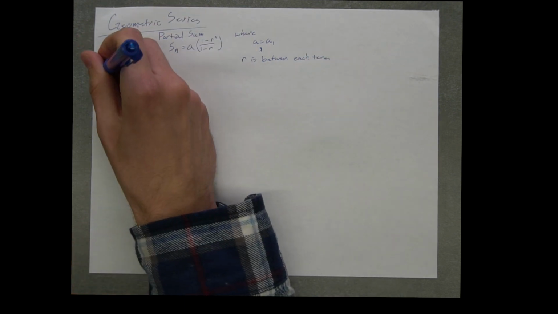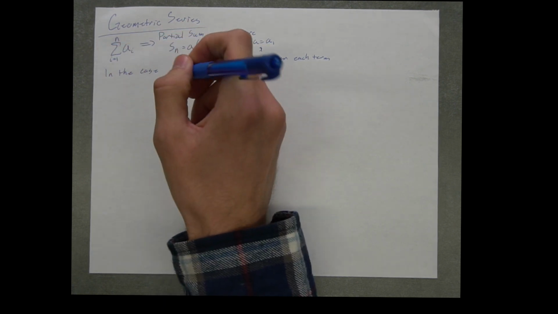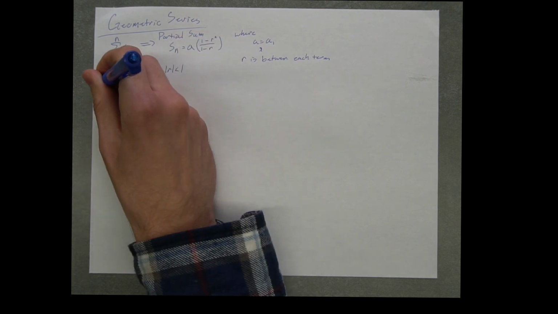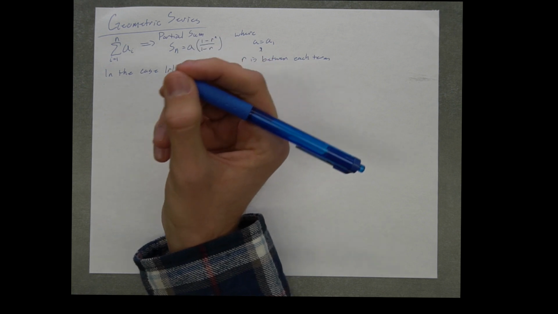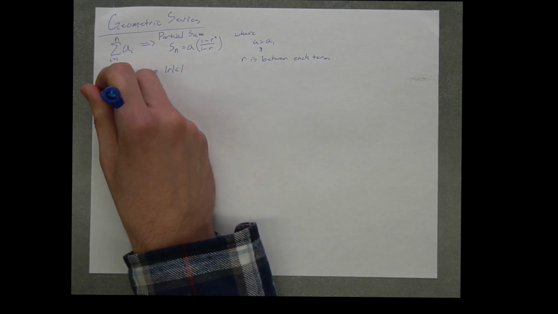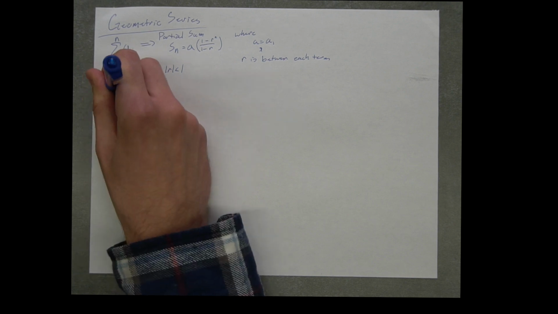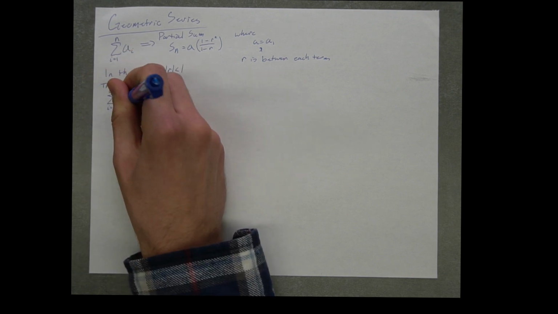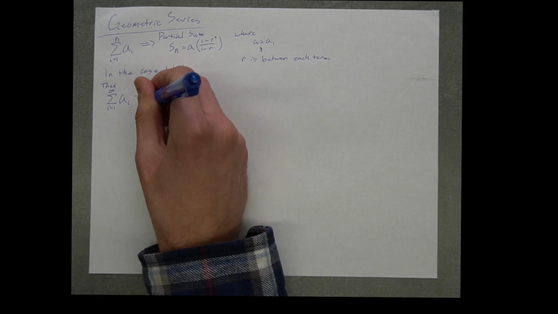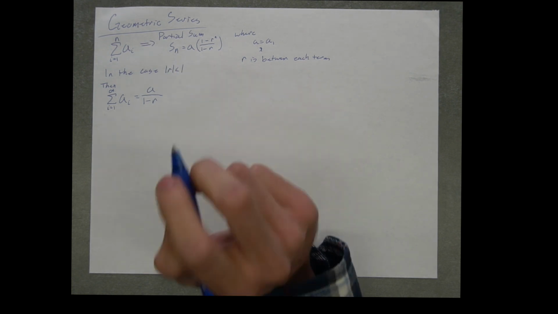In the special case where the absolute value of r is less than 1, then you can actually find the sum of an infinite series. So the summation from 1 to infinity of a sub i is equal to a over 1 minus r. But this is only when the absolute value of r is less than 1.